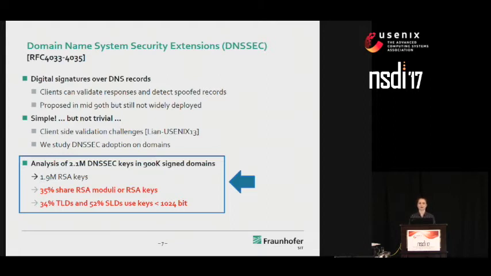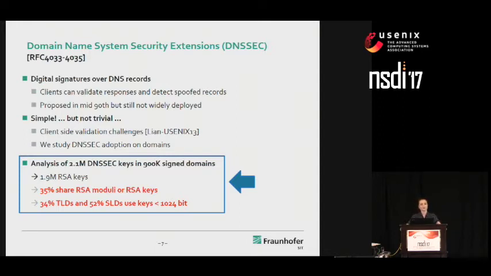There was a work on client-side validation by Lian et al. at USENIX 13, which checked correctness of validation by the clients. So they generated incorrect signatures and checked whether clients would reject the signatures or accept them. And they found that many accept incorrect signatures or perform incorrect validation.